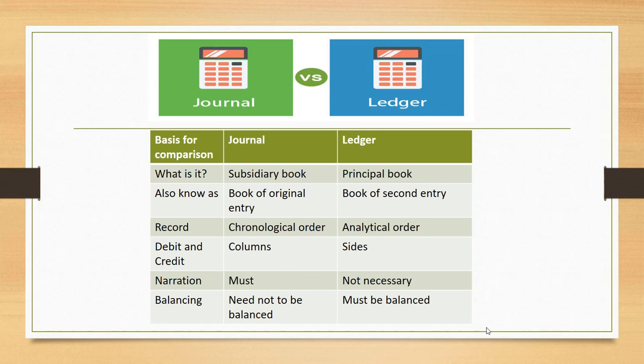In journal, narration is a must, but in ledger narration is not necessary. Journal need not be balanced, but ledger must be balanced.